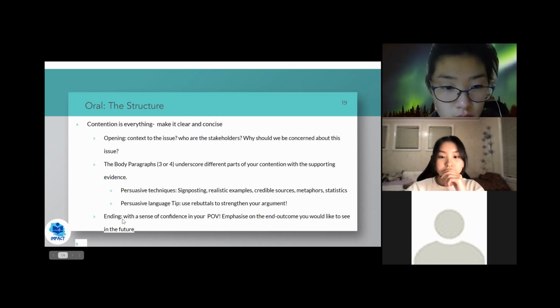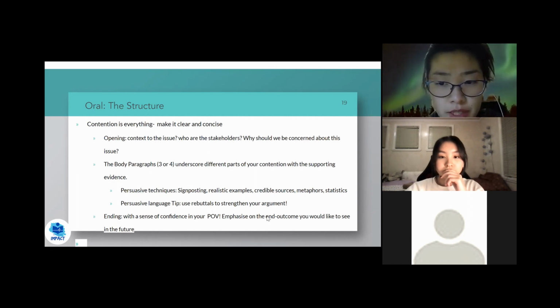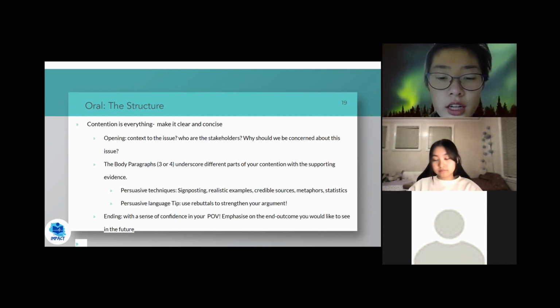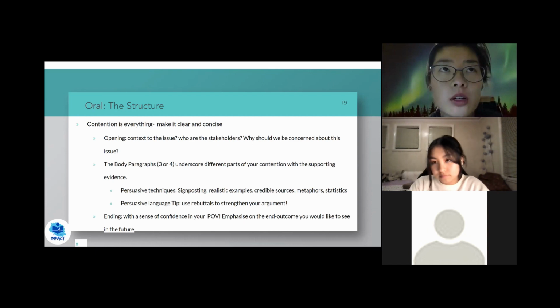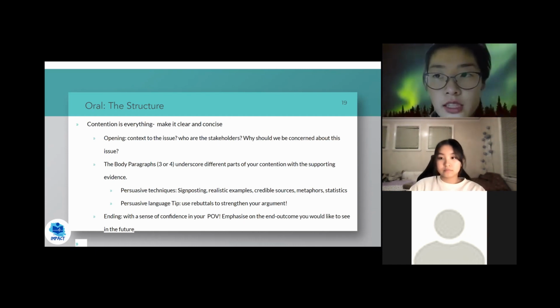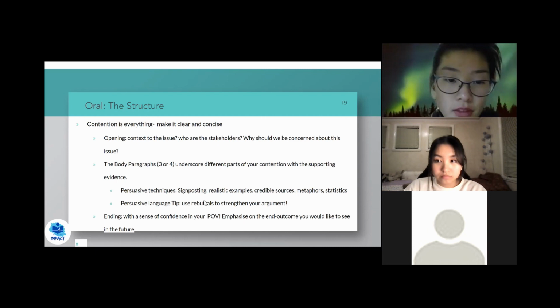And then we are ending with an emphasis on essentially the long-term outcome that you would like to see. So end on a call to action, kind of like what change you want to see in your audience, what change you want to perhaps promote. It doesn't have to be something really tangible. It could just be starting a conversation about a particular issue of interest.